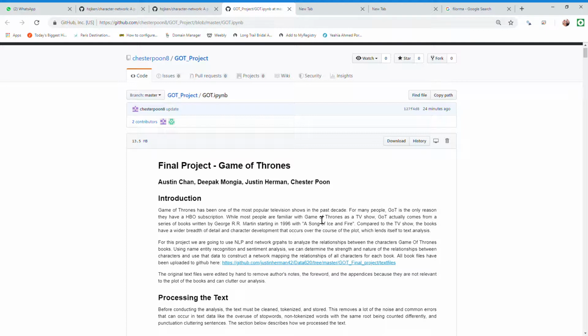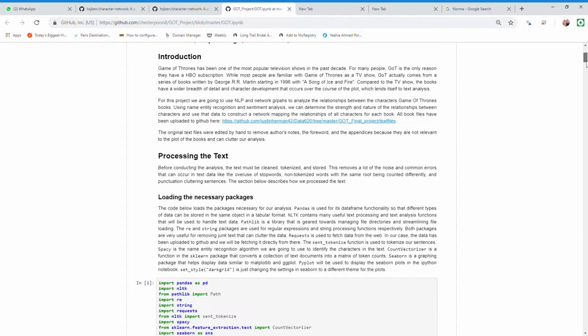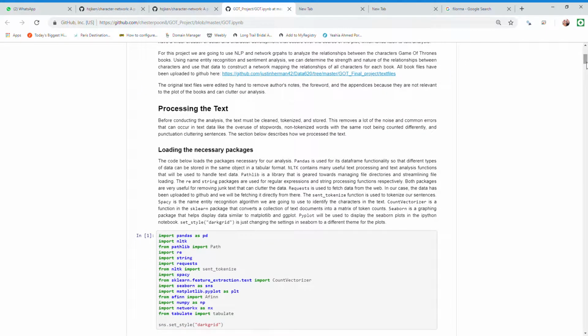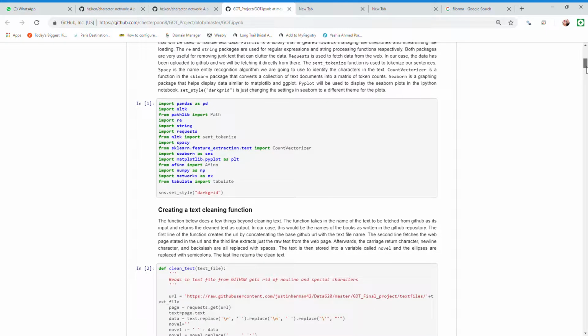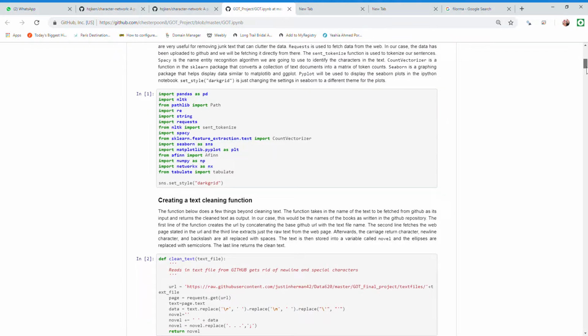For anybody who doesn't know, Game of Thrones is a hugely popular TV series, but it actually is a book series as well. There are currently 5 books that have been published. So what we did was we started off by finding 5 raw forms online of the full texts. We had to clean up those texts in order to be able to process them further with our algorithms.